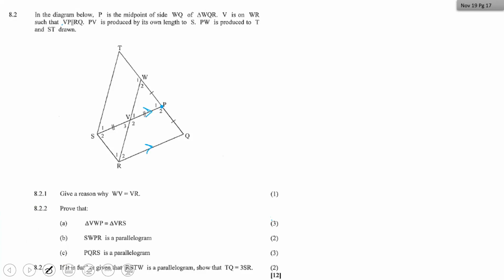So immediately, if you look at this triangle that I'm going to draw in here in blue, the line is parallel, and you're seeing one midpoint, that is the converse. So they want to know, why is WV equal to VR? And your reason will be converse midpoint theorem. And if you're going to say it in words, that's fine.